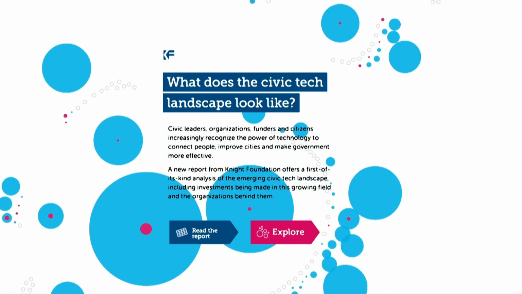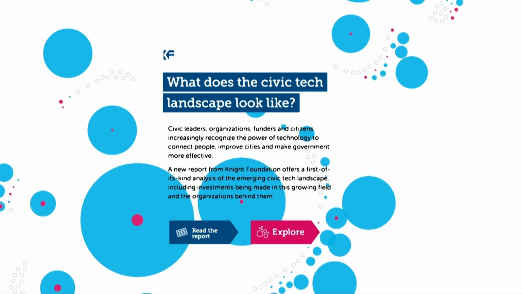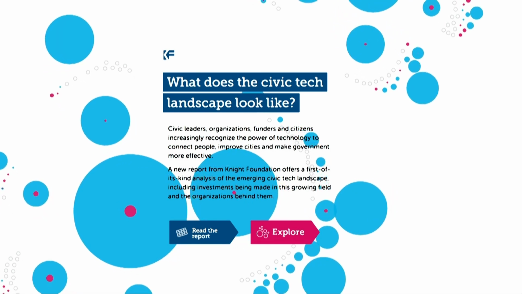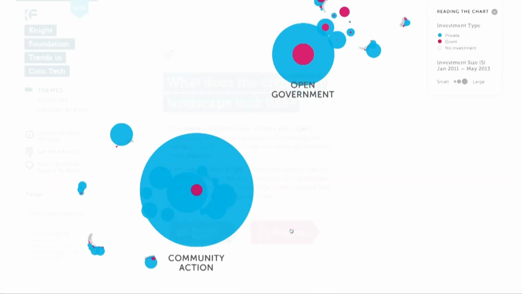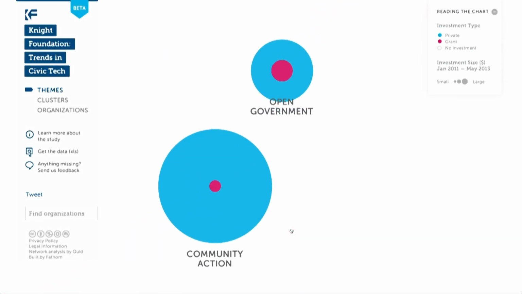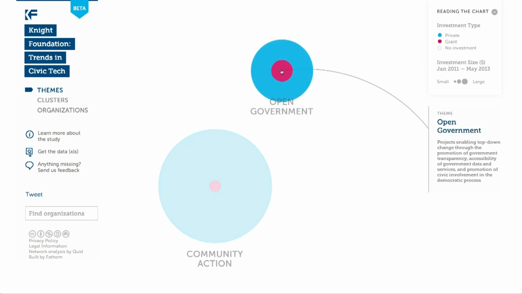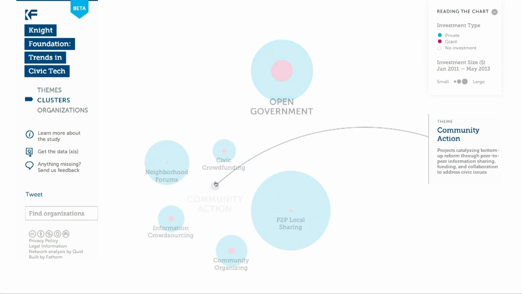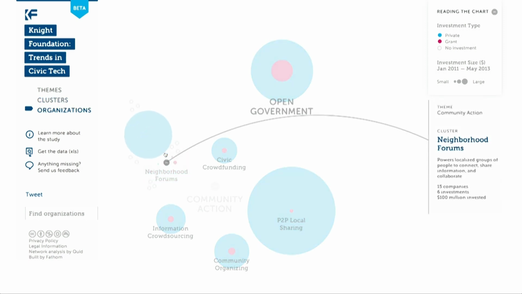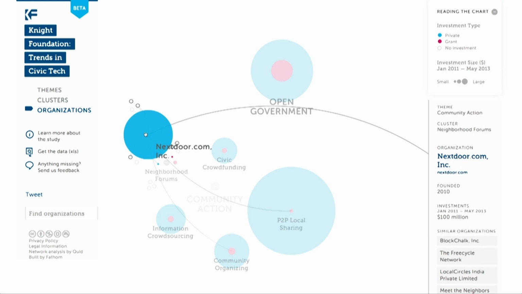They have this report. It's delivered as a PDF, but they also want a way of exploring some of this data, for people to be able to sit down and get a sense of what Knight's take is on it. They have two larger categories: open government versus community action. Blue represents private funding. Pink is grant funding. We can move inside one of those themes into the clusters designation. We see a handful of clusters around that. And once we're inside of that, we can see down at the organization level.